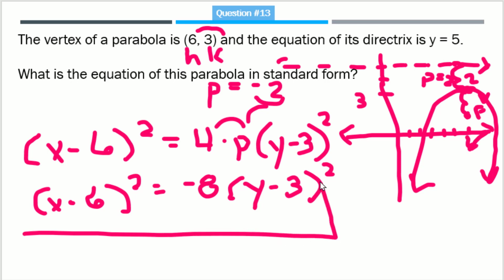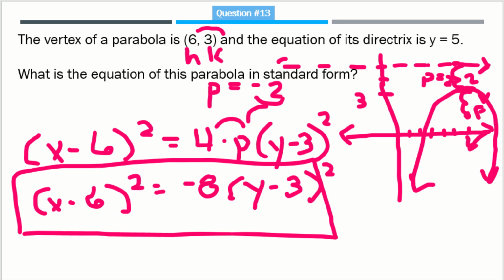Oops, I'm sorry, that's not a squared over here on the right. That's just y minus 3. I need to not be so tired when I do this. There we go. That's the equation of our parabola.